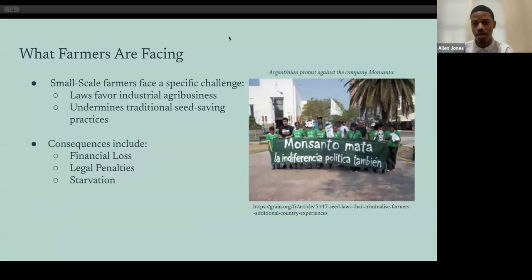The example on the right is an Argentinian protest against the company Monsanto, a large agricultural company that worked with the Argentinian government to come up with a law proposal that would criminalize farmers for trading seeds as well as saving them.